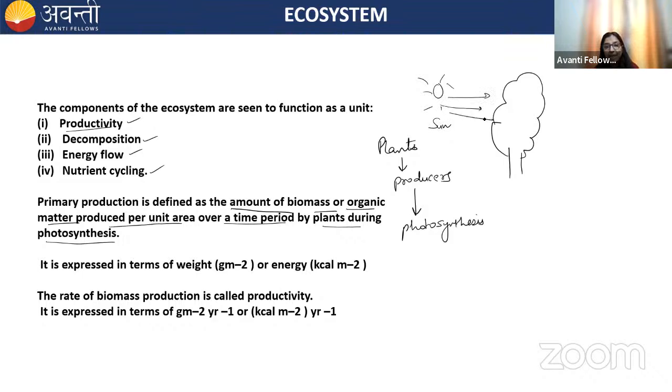So the plants trap the light energy, they convert this physical energy, which is the light energy, into the chemical energy, and they will synthesize the organic matter. So the plants, which are the producers, are producing organic matter through photosynthesis, let's say 800 gram. So this is the primary production of the plant.